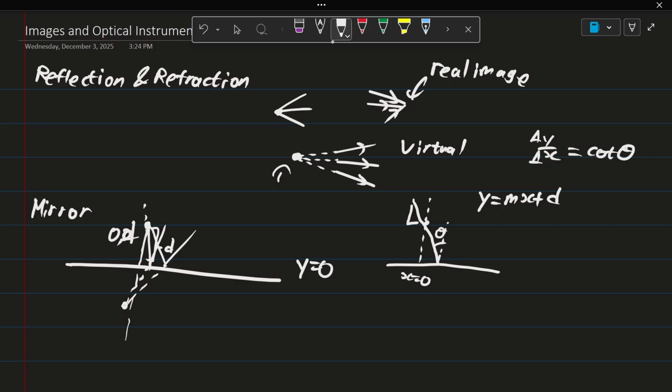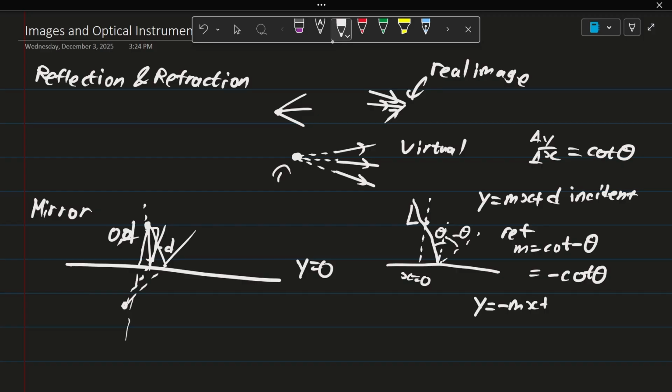Now, because of reflection, the mirror will reflect the same angle theta, but in the negative direction. So this is negative theta, technically. This is for the real light, the incident light, but for the reflection, the slope is going to be the cotangent of negative theta, which is the same thing as writing negative cotangent theta. So you have your slope flipped. So what you would have is y equals negative mx plus a constant c.